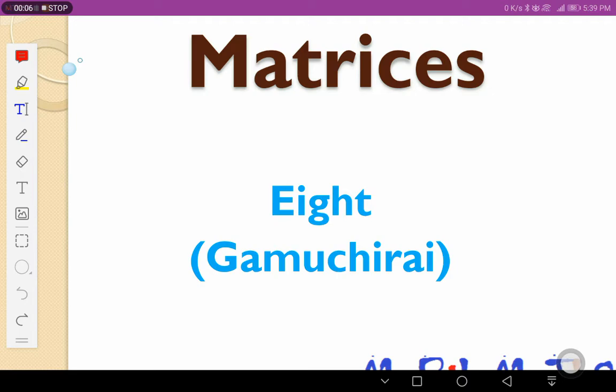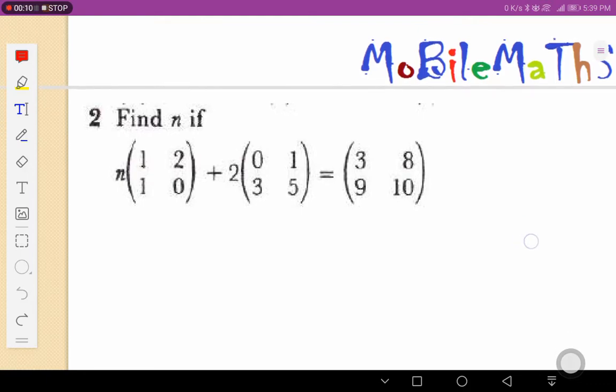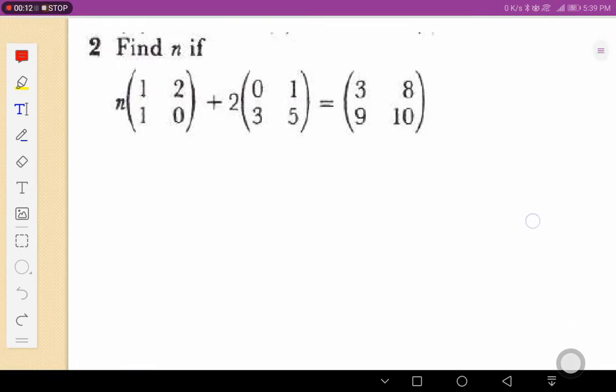Today we want us to look at matrices. So we have a couple of questions that we want to solve. First one, we want to find the value of n in this matrix that we have.